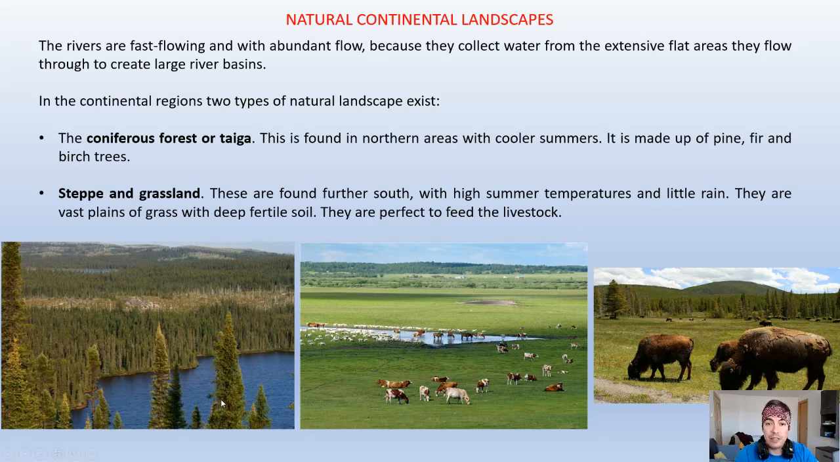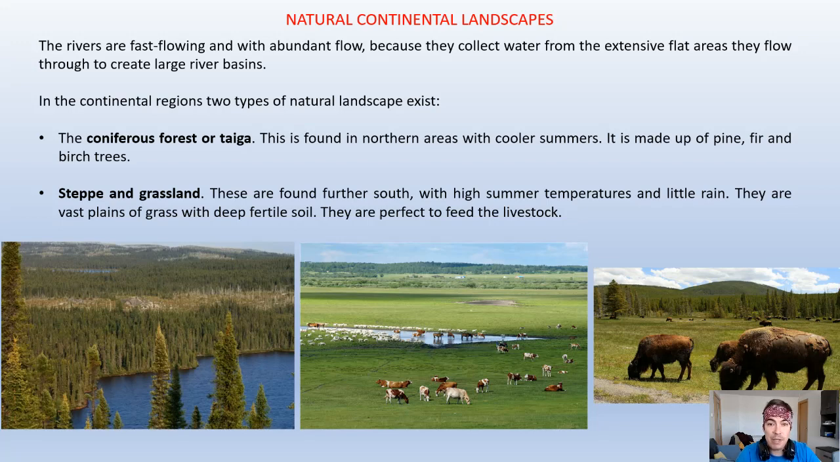In the continental regions, we have two types of natural landscape. First, the coniferous forest, bosque de coníferas, which is also called taiga. In Spanish it is the same. This is found in the northern areas, which have the coolest summers. This taiga is made up of pine, pinos, fir, abetos, and birch trees, abedules.